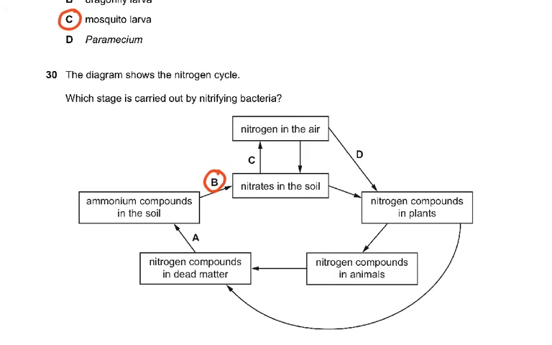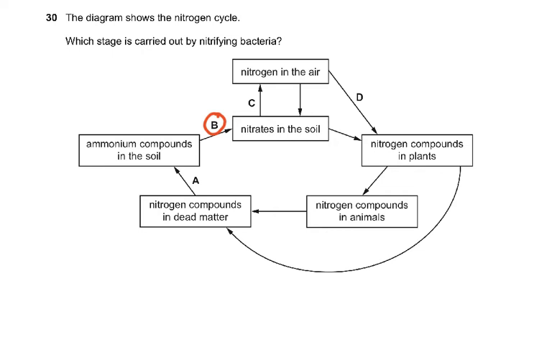Okay, then we come on to question number 30. The diagram shows a nitrogen cycle. Which stage is carried out by nitrifying bacteria? Ammonium compounds to nitrates in the soil. Nitrifying bacteria is nitrification. So this was the part. Nitrifying bacteria convert the ammonium compounds to nitrites and then nitrites to nitrates. So ammonium compounds in the soil to nitrates in the soil would be the nitrifying bacteria.